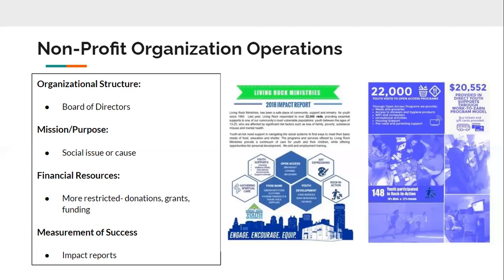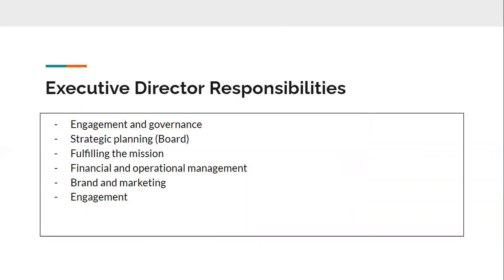But I'll pass it on to Eric now to discuss some of the responsibilities of the executive director. Great, thanks, Laura. The first couple of responsibilities are engagement and governance. The ED needs to make sure everyone in the organization, from the board all the way down to the volunteers, is engaged. Next is strategic planning. The ED needs to make sure the board stays on target and is able to reach the goals they're trying to achieve. Next is fulfilling the mission. The ED needs to make sure the board is understanding the mission, and they need to make sure everyone else in the organization is understanding the mission so that it can be fulfilled.